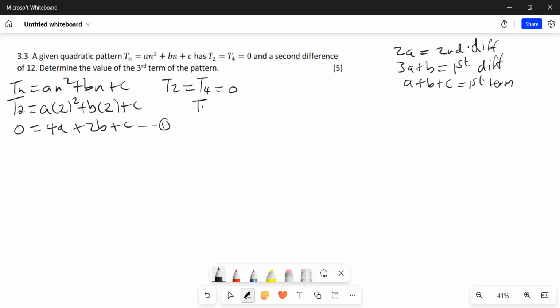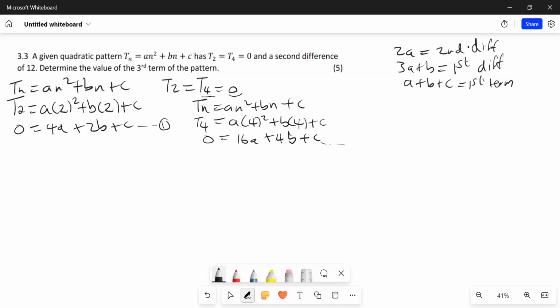We're following the same procedure in finding term 4, which is T4, right? So we have T4, in place of n, we substitute 4 squared a plus 4b plus c. But now remember, the information said T4 is equal to 0 as well. So that's 0. 4 squared, that's 16a plus 4b plus c, right? So now we have equation 2.